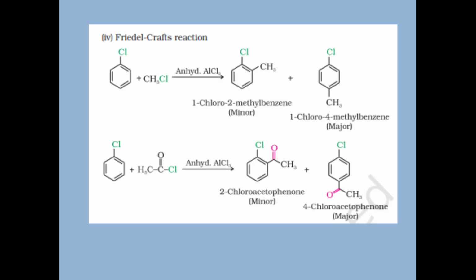Friedel-Crafts alkylation reaction. Chlorobenzene can also undergo the Friedel-Crafts alkylation reaction with CH3Cl and anhydrous AlCl3 to give ortho and para products. Para will be the major product. And Friedel-Crafts acylation reaction: acyl chloride in the presence of anhydrous AlCl3 will give ortho and para products. Para will be the major product.